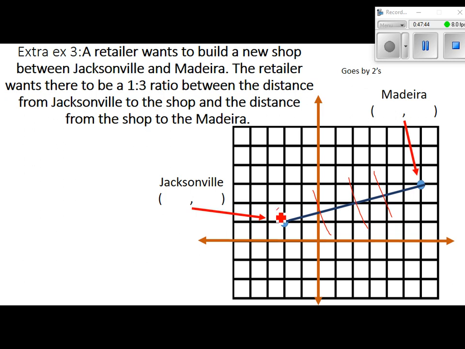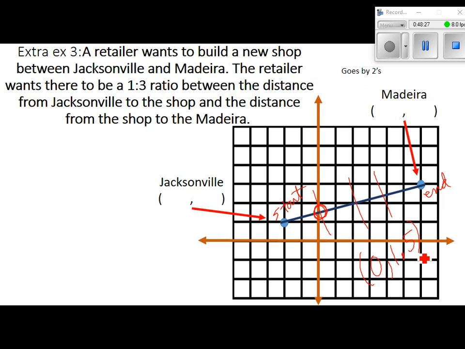We're starting in Jacksonville. This is our starting point. Madeira is our ending point. Jacksonville to the shop is the 1 part. Madeira to the shop is the 3 parts, right? So tell me when to stop when I'm at the part where we want it to be. Does everybody agree with Michael right there? Yes. So could we make an estimate about where this is going to be? It looks like it's about 0, 1.5, something like that. That's an estimate. Now let's see what we get when we actually do it out.